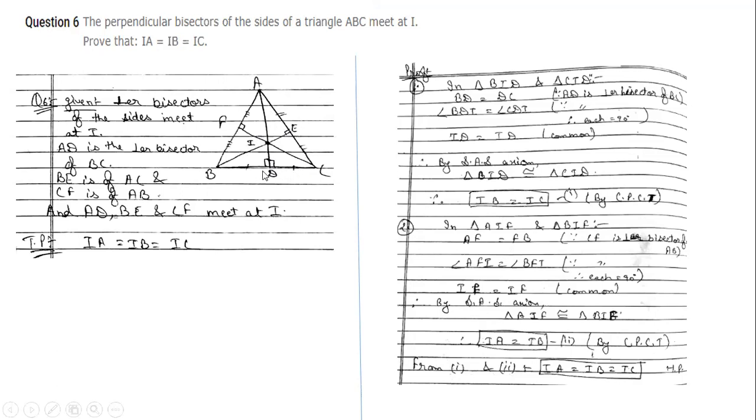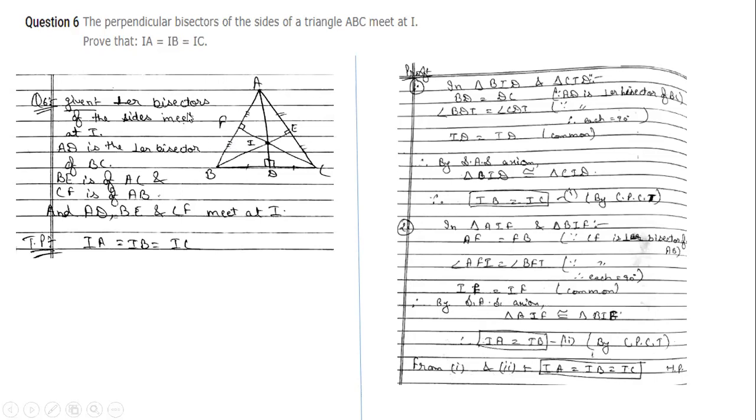See, I have shown here that BD is equal to DC. BE is perpendicular and E divides AC into equal parts. See, EC is equal to AE. I have shown with this sign. CF is perpendicular and it is bisector of this AB. So AF is equal to BF.